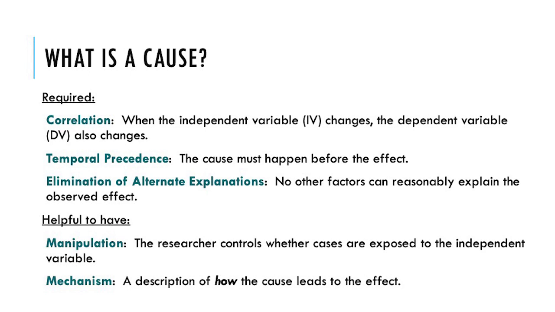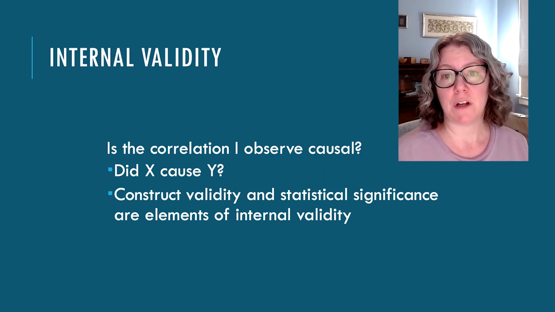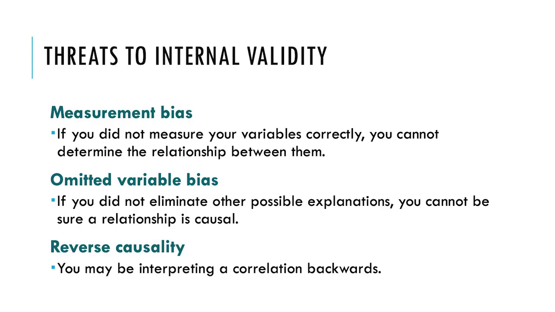As a reminder, causality means that we see a relationship between two variables where they are correlated. When one variable changes, the other changes. The cause comes before the effect, and no third variable can explain their relationship. We say that a study is internally valid when it does a good job at showing that a correlation we observe is actually a causal relationship. But there are a lot of ways this can go wrong. These are called threats to the internal validity of a study, and there are many. In this video, I will discuss three important ones.